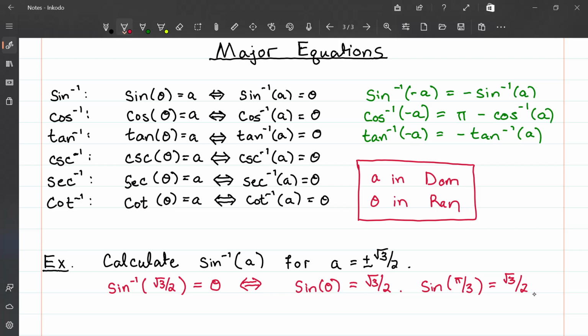In fact, if you look through the right-hand half of the unit circle, meaning quadrant 1 and quadrant 4, you're going to quickly find out that that doesn't happen anywhere else. Pi over 3 is the only angle for which sine gives us root 3 over 2. So, with this in mind, there's only one possible answer for theta. As long as theta is following the rules, as long as theta belongs to the range of my arc sine, theta must be pi over 3.